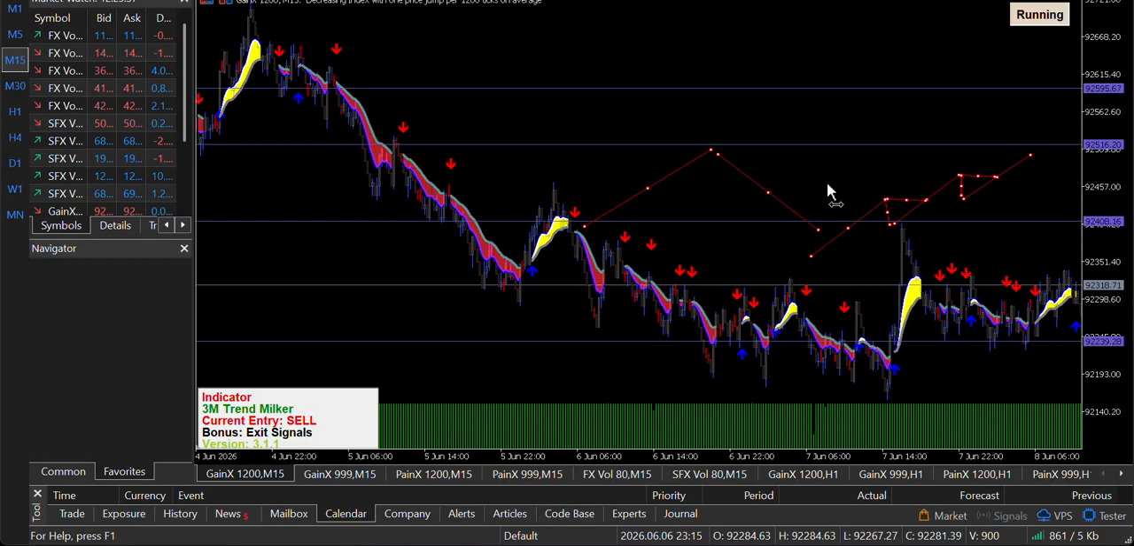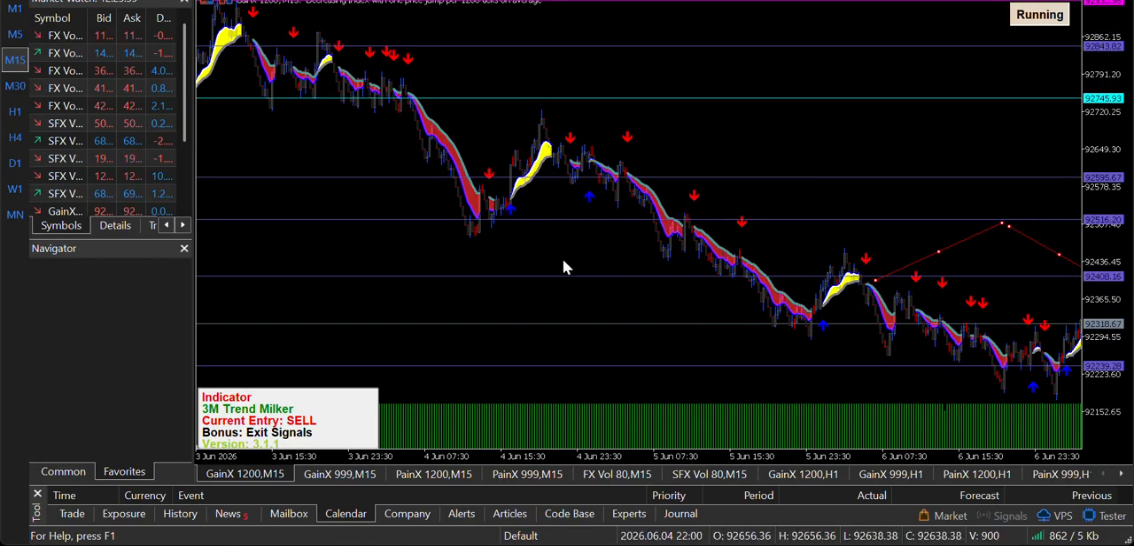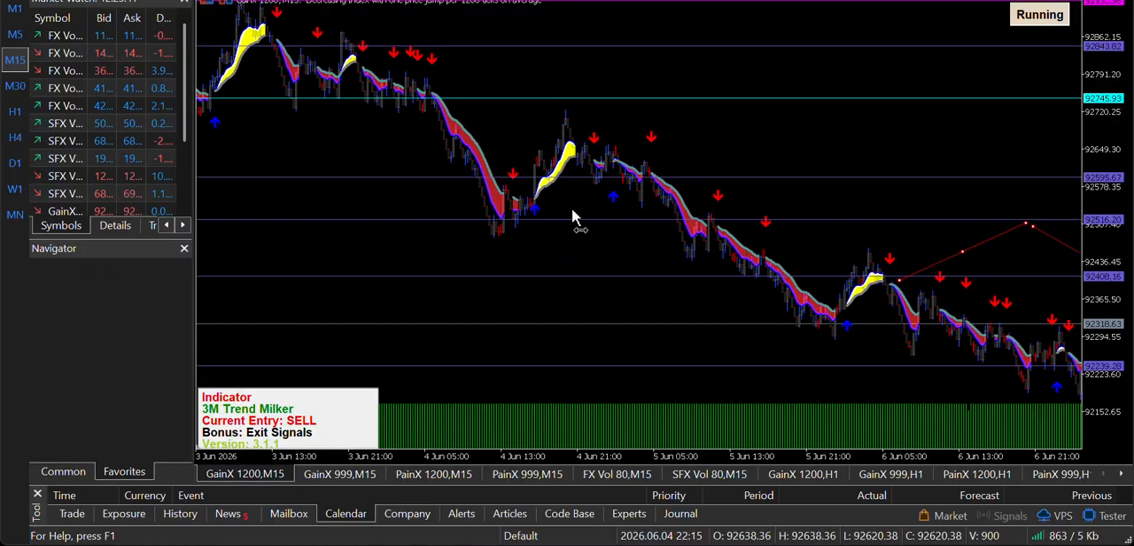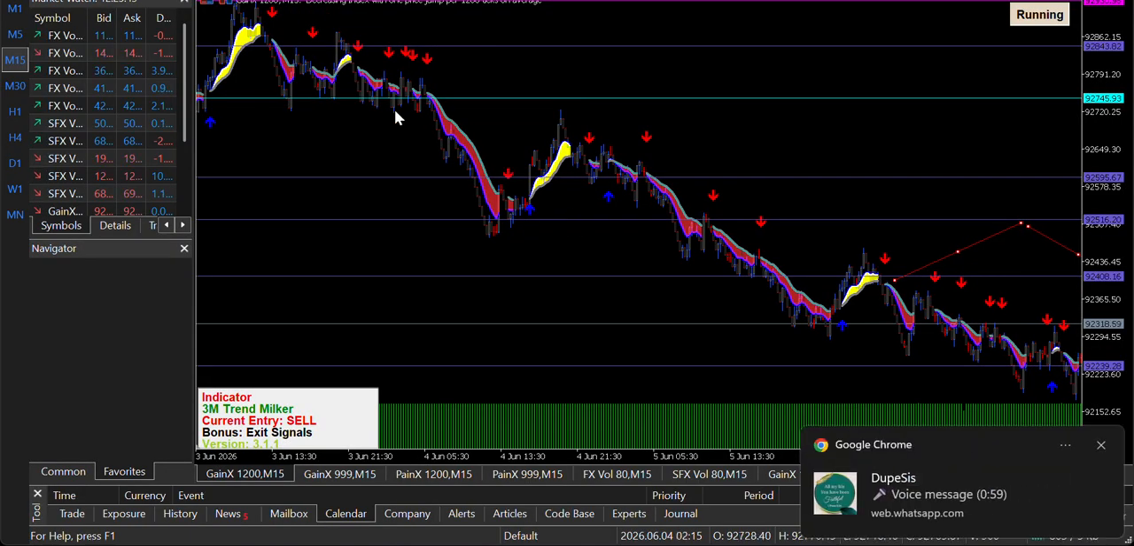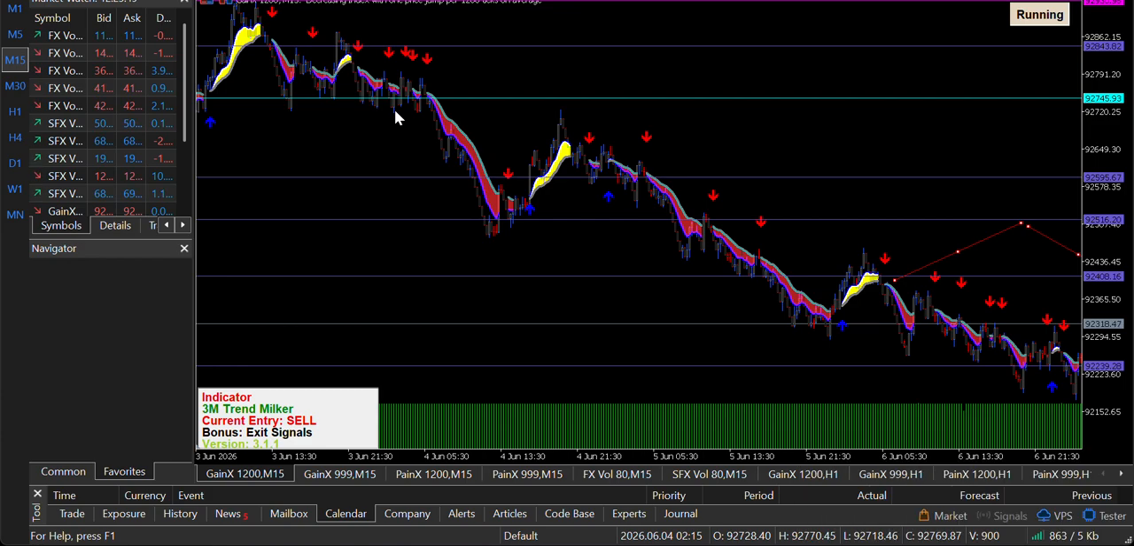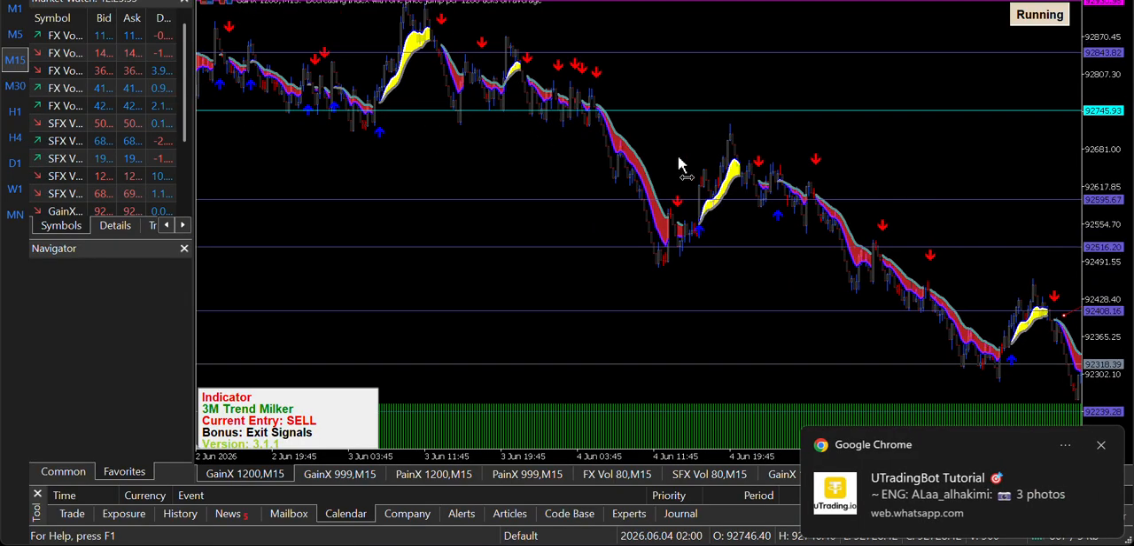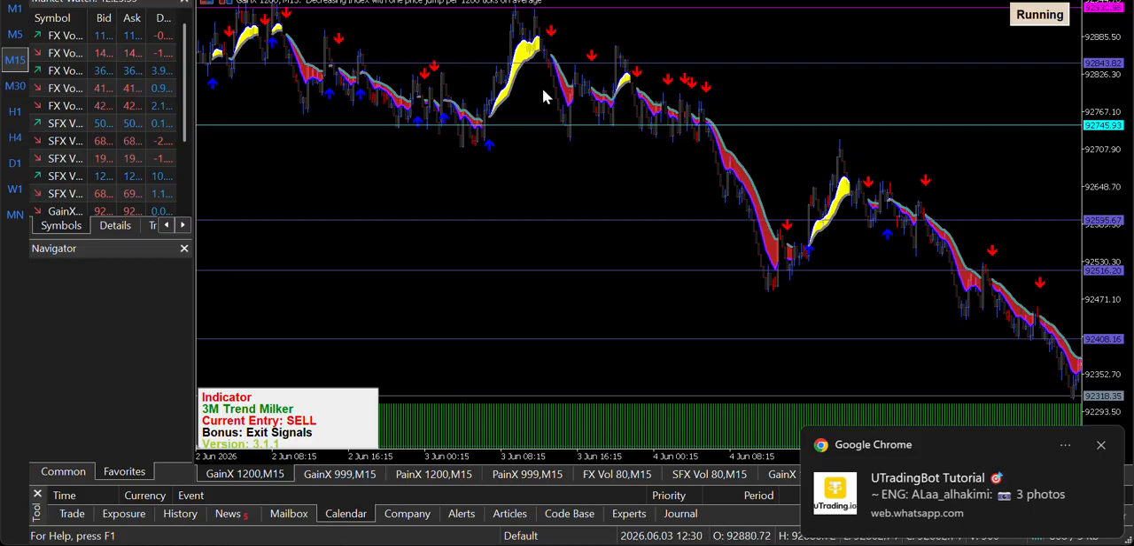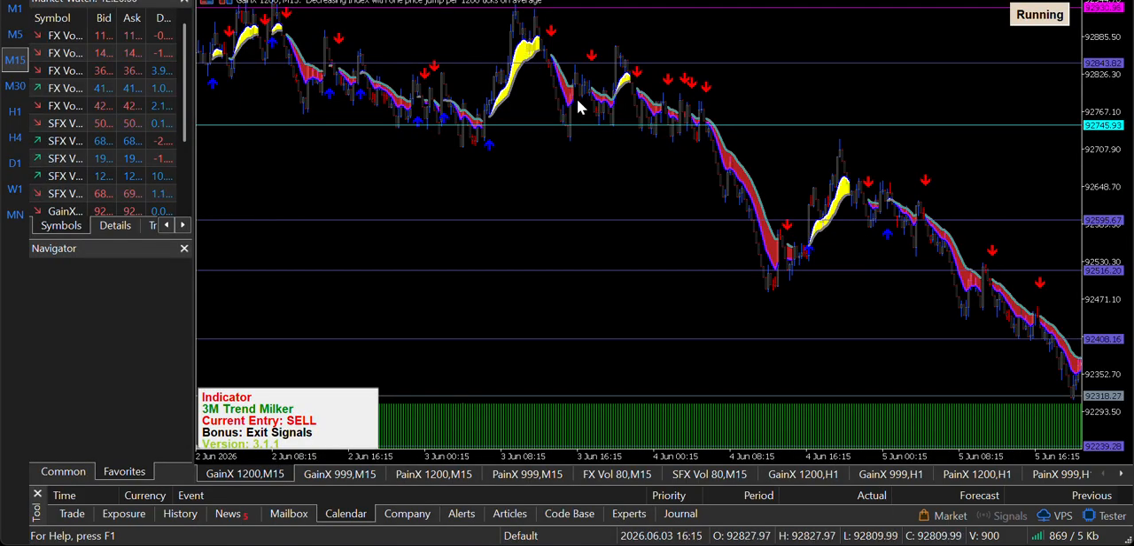Now back to what we have right here. Just the way we have seen, this is GainX 1200. We're going to apply the same strategy on each of the assets that we'll be checking out today. This is GainX 1200 on 15 minutes time frame. This actually got to the resistance zone at this point and it gave us this signal. It switched into a downtrend.